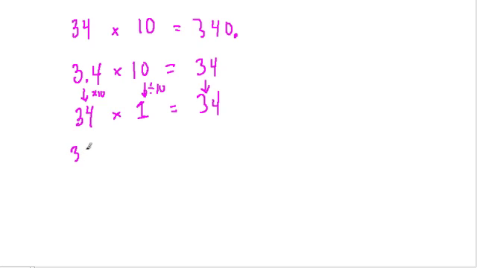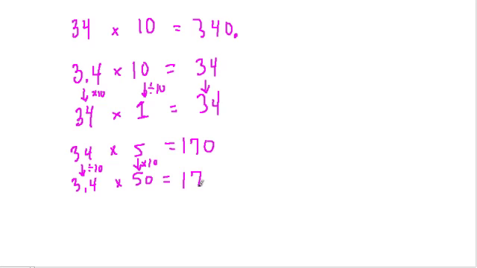Now if I have 34 times 5, I think of this as, well, what's 5 times 30? That's 150. What's 5 times 4? That's 20. Altogether, 170. So what happens if I have 3.4 times 50? Well, I took 5, multiplied it by 10 to get 50. But to get 3.4, I took 34 and divided it by 10. So it's balanced. The equation isn't changed. I should still get 170. And I do.